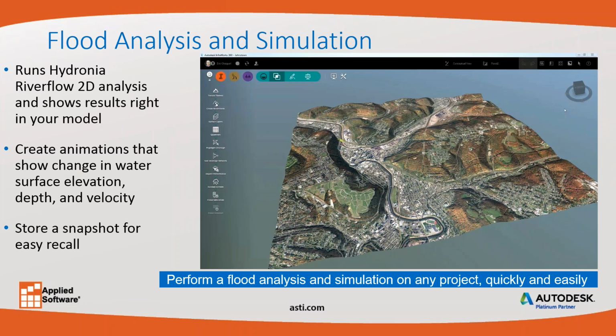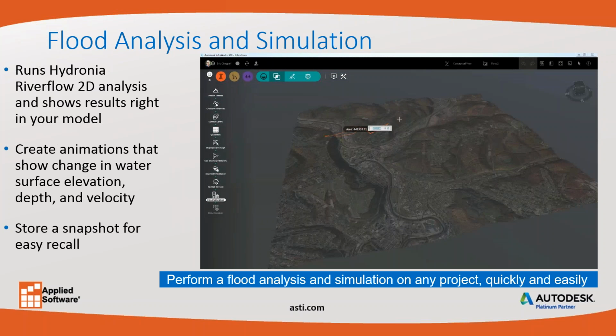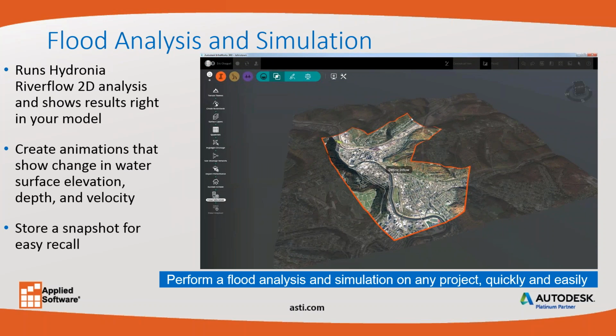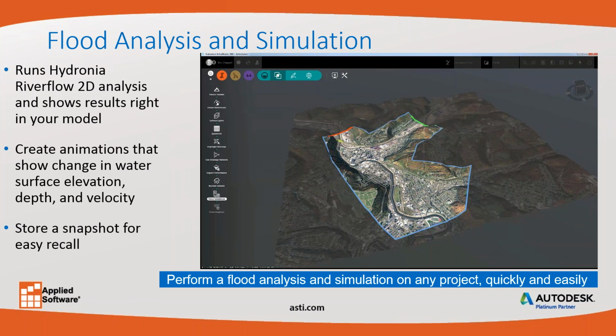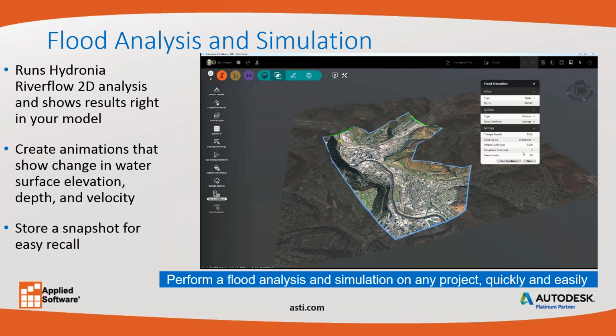That's been in InfraWorks for several years now as a part of Hydronia river flow 2D analysis. Now being able to create animations by putting an inflow and an outflow in a specific area, and then running that analysis to kind of show animations in terms of water depth, surface elevation, and velocity. And then also being able to create a snapshot to easily recall based upon that animation and analysis.